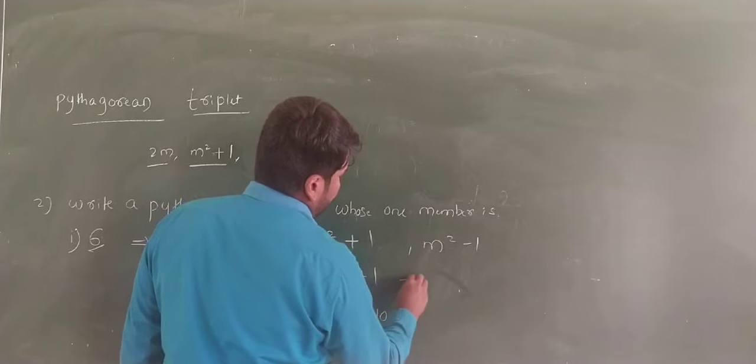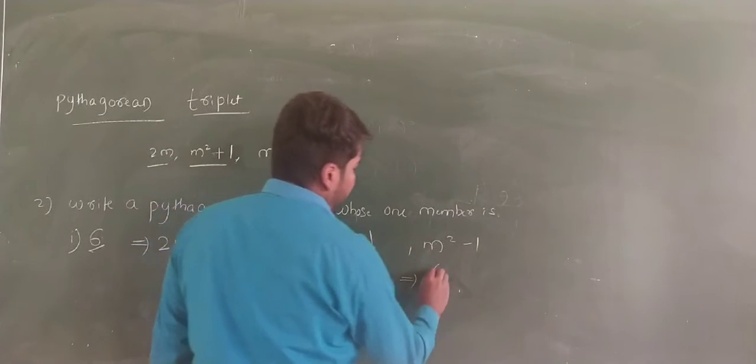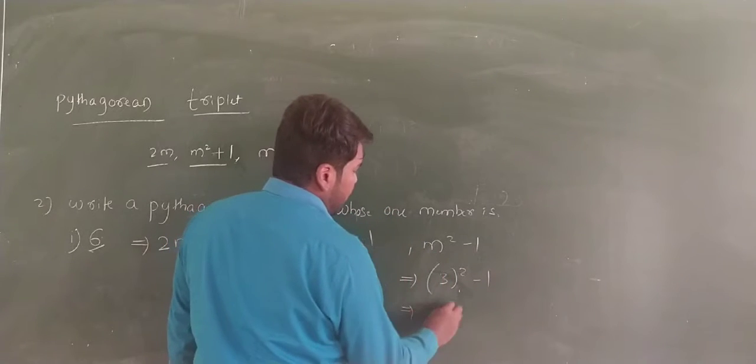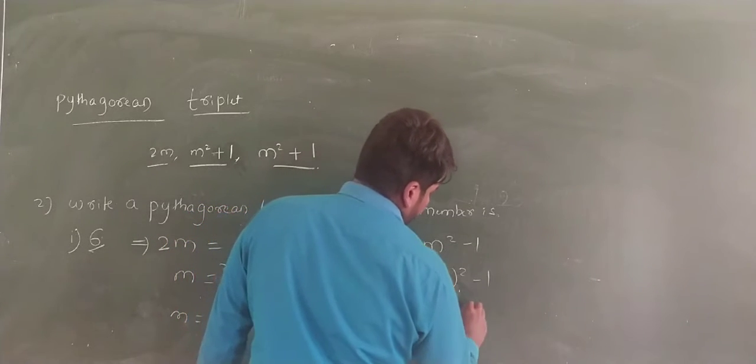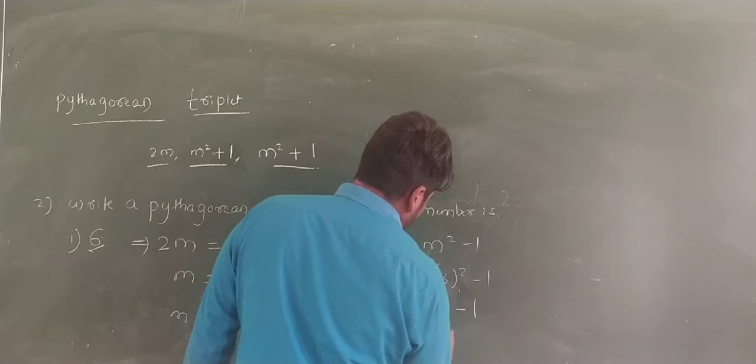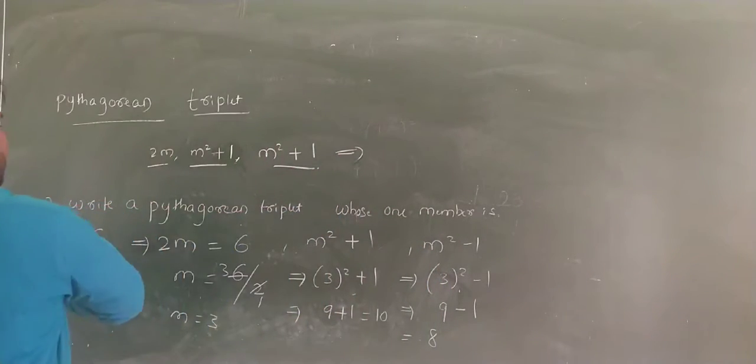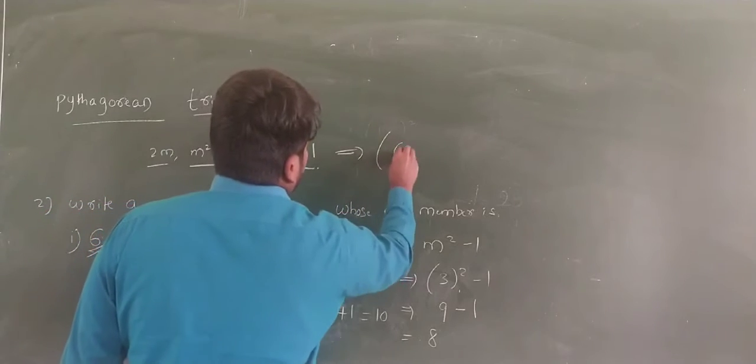Okay, so what is m square minus 1? You have 3 square minus 1. So 3 square is 9, minus 1 equals 8. Okay, so the Pythagorean triplet for one member 6: the second member is 10 and one more is 8.